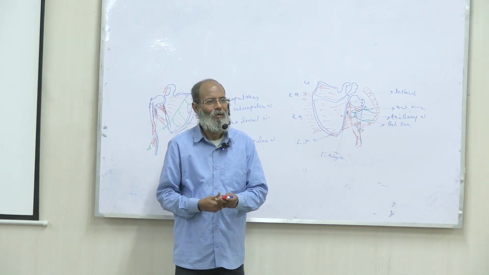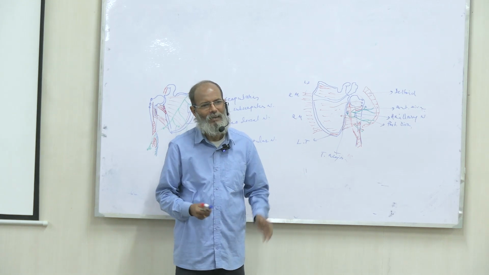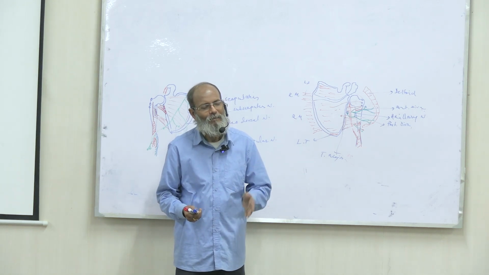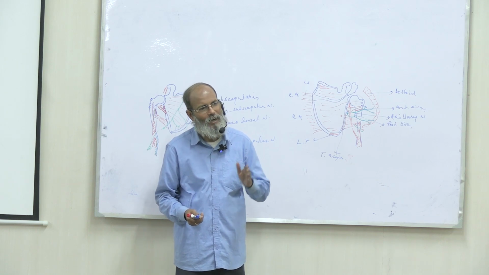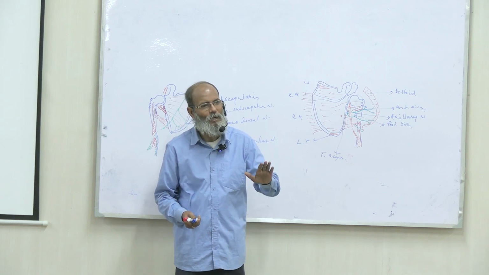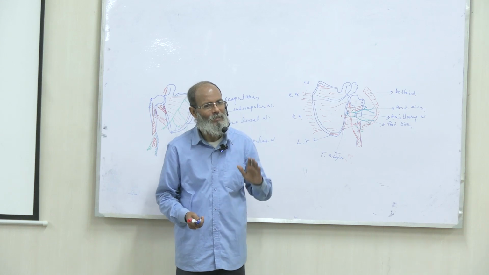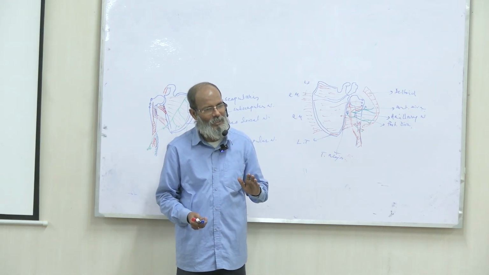Now, how to find the ulnar nerve? The ulnar nerve is just below the flexor carpi ulnaris. All right, together with the ulnar artery, the ulnar nerve goes under the flexor carpi ulnaris. Okay?